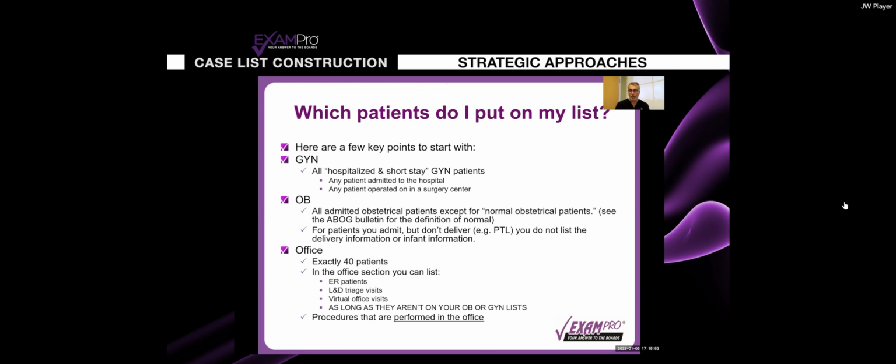And you can see virtual office visits as long as the patients are not on your OB or GYN lists and you encounter them in the ambulatory setting, you can include them. You can also include patients who have procedures that are performed in the office. So let me mention something here. If your office also has a surgery center set up in your office, then there are going to be procedures that are a little bit more advanced that you can put on your office list. If the surgery center is across the street, not in your office, then of course those patients go on your GYN list.